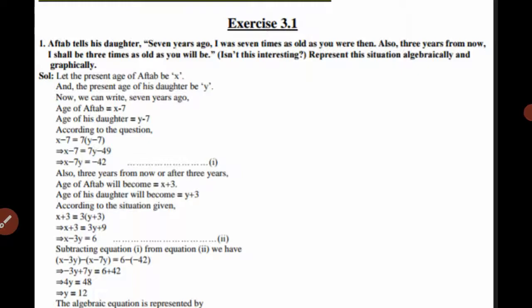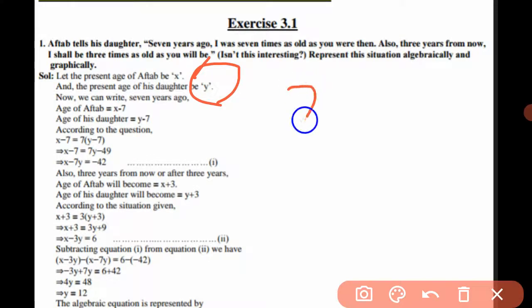According to the solution, let the present age of Aftab be x and the present age of his daughter be y. Now we can write 7 years ago. The age of Aftab 7 years ago will be x minus 7, and similarly the age of his daughter 7 years ago, means before 7 years, was y minus 7.